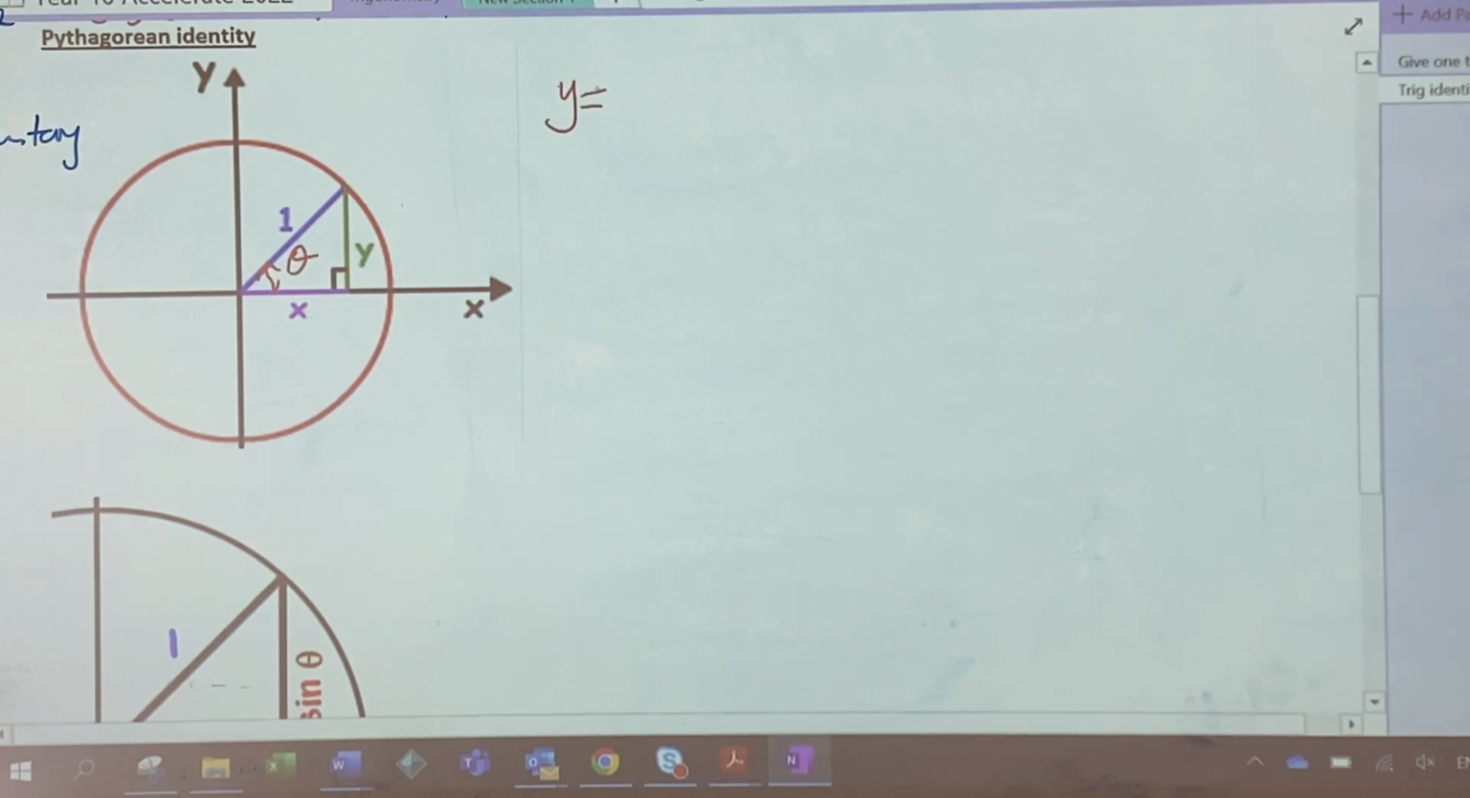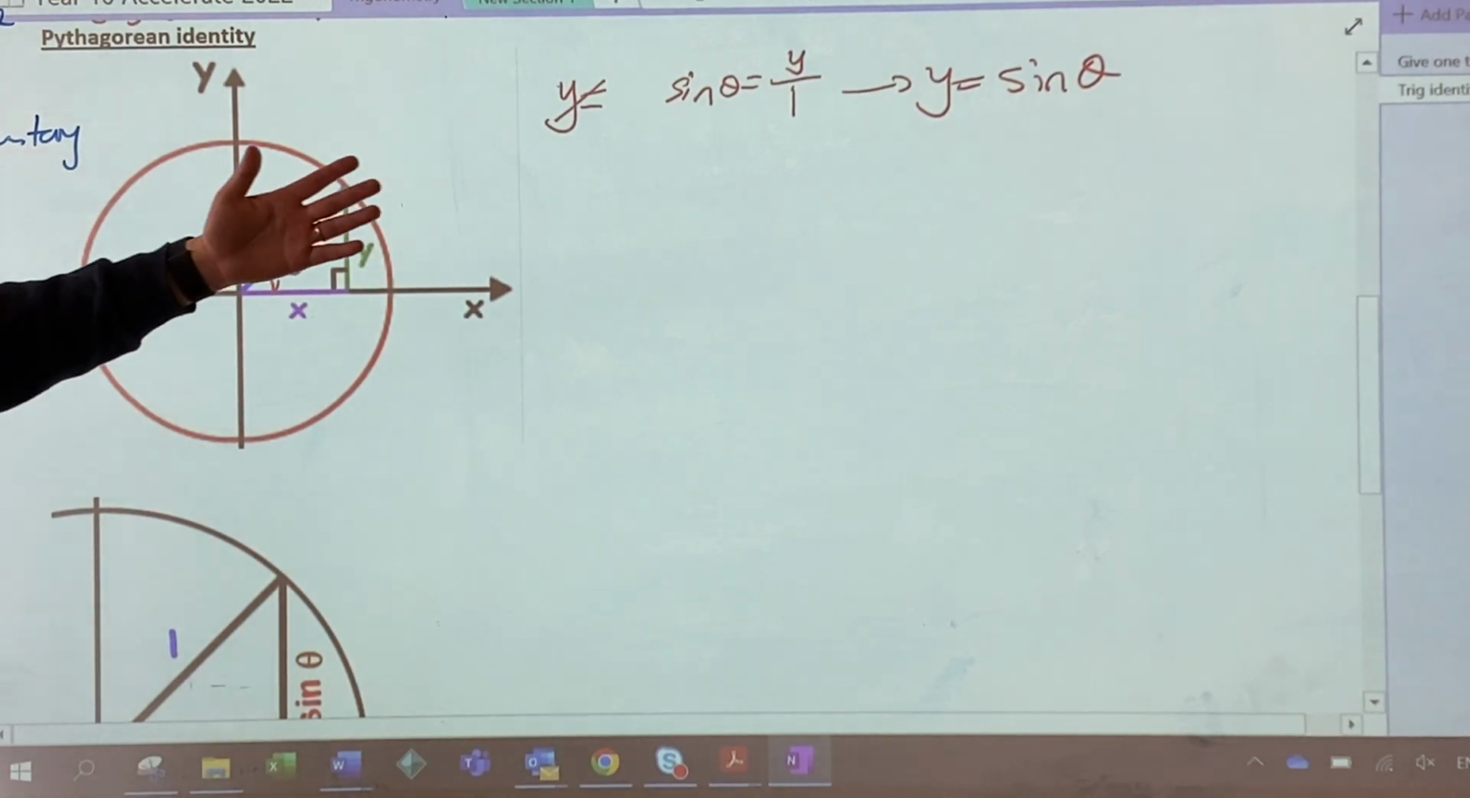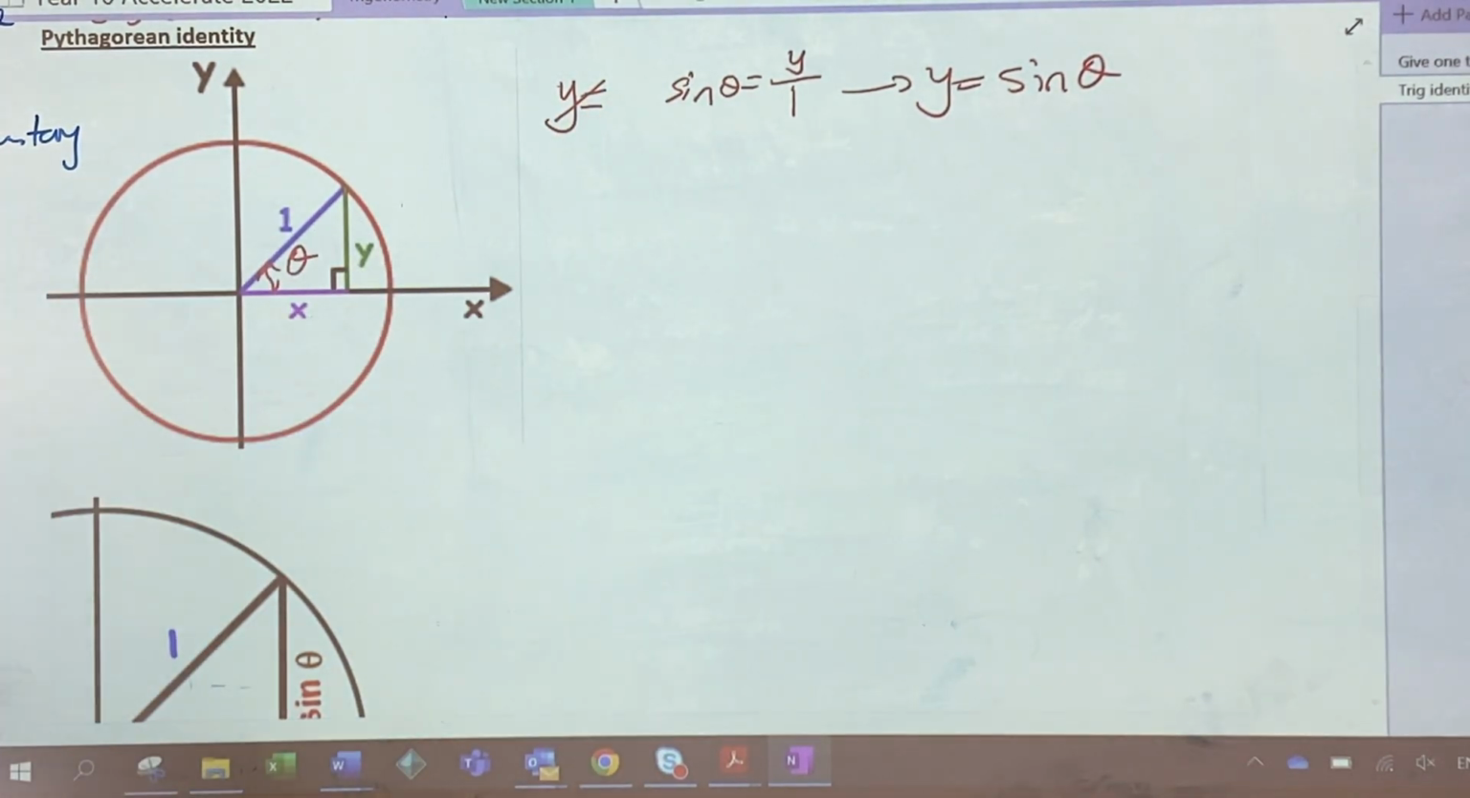In order to do that, we say sine theta is y over 1. Do you agree? Therefore, y is sine theta. How do we represent y? Y is sine theta.